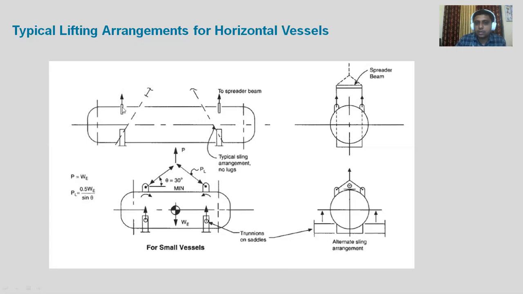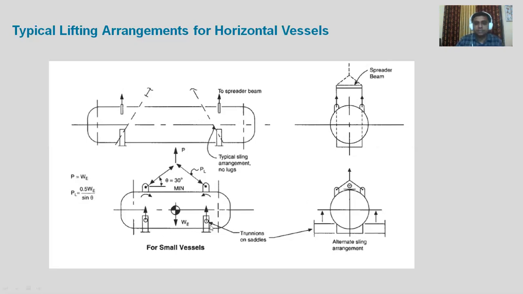So here there are two types of arrangement. You can have the lifting lugs like this with a spreader beam or without a spreader beam. Here you can see the same arrangement, but this is without a spreader beam. This is single point lifting. So here is one single point lifting over here and another single point lifting over here. So this is a typical arrangement for lifting of that equipment.